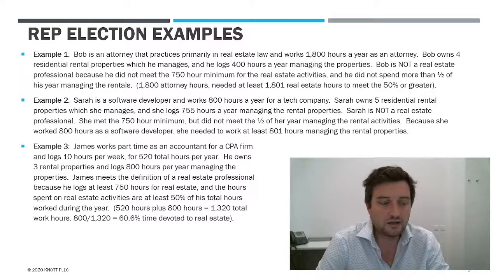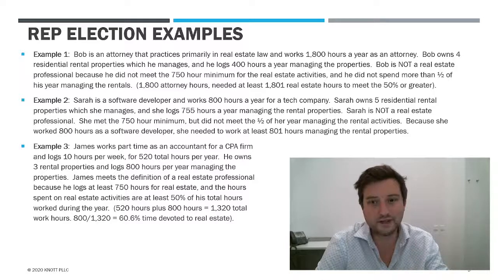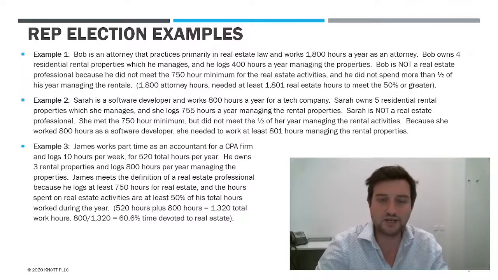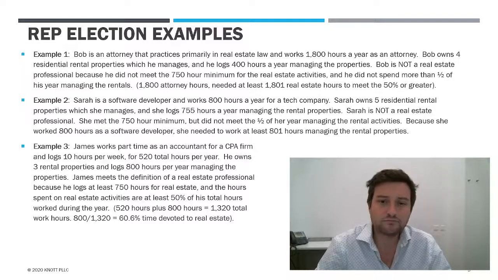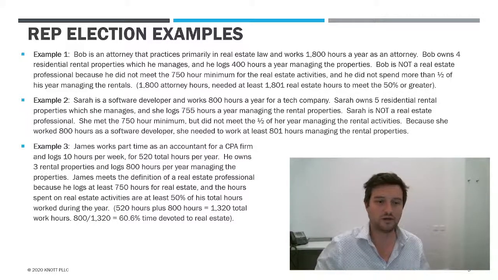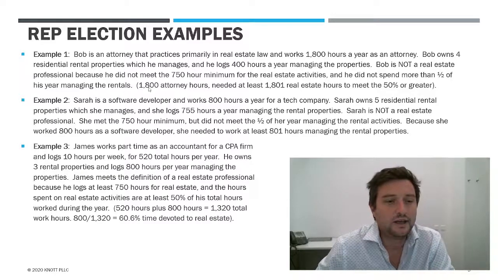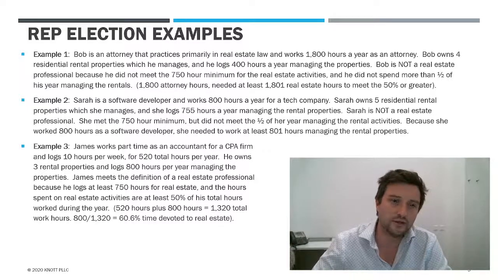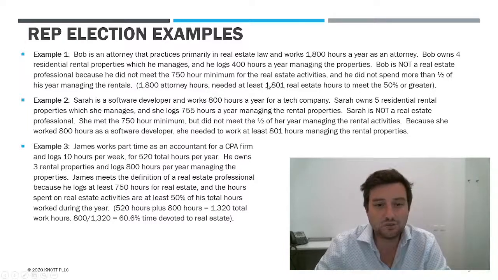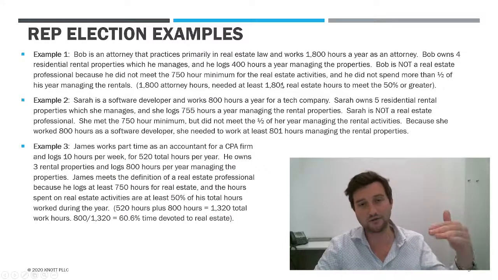Well, Bob is not going to be a real estate professional because he fails both tests, right? He's not a professional because first, he didn't meet that 750 hour minimum. That was the easy test. He did 400, not 750, fails there anyway. But let's look at the first one. He did not spend more than half of his work year managing the rental properties, right? So we do some simple math here. If he logged 1,800 hours as an attorney, if he wants to meet that threshold of hitting more than one half of his year in the real estate space, he would need to do at least 1,801 hours during the year in order to meet that greater than 50% test, right?